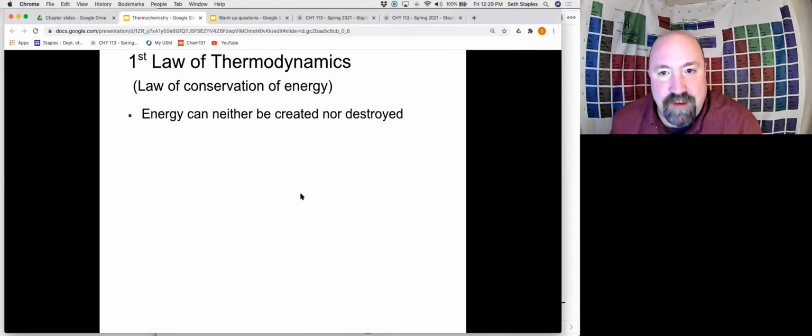And so, as I mentioned, everything that we do in this unit is centered around the first law of thermodynamics. And so, like I said earlier, the first law of thermodynamics is not that you cannot talk about thermodynamics.